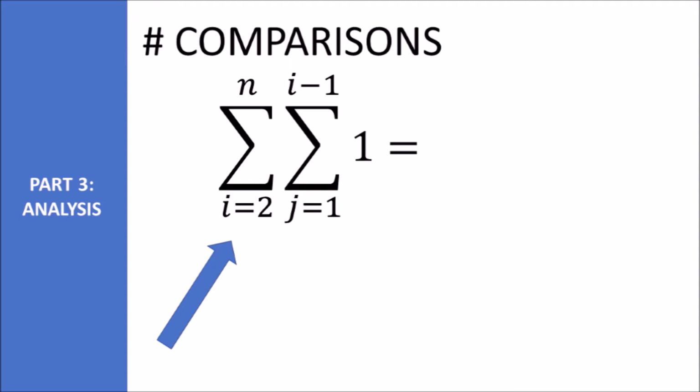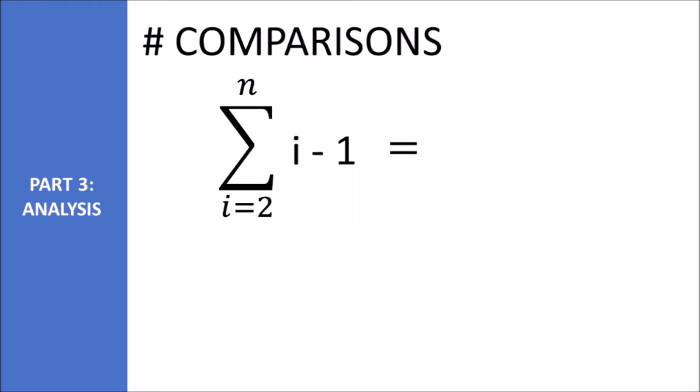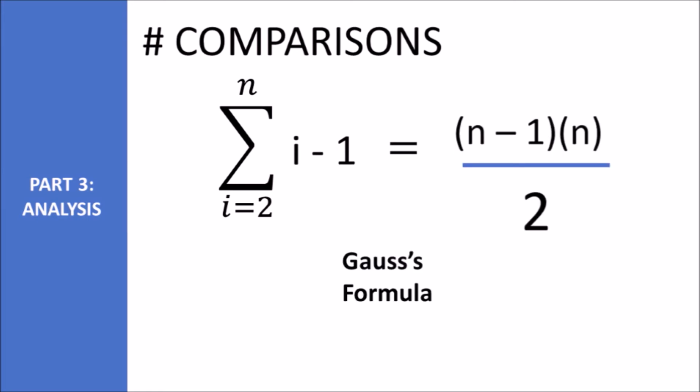We add the number of comparisons in the inner loop for each outer loop. The inner loop iterates through all the elements before I, so it runs I-1 times. If we plug in I, we see it results in 2-1, iterated up by 1, all the way up to n-1. This results in n-1 times n divided by 2.